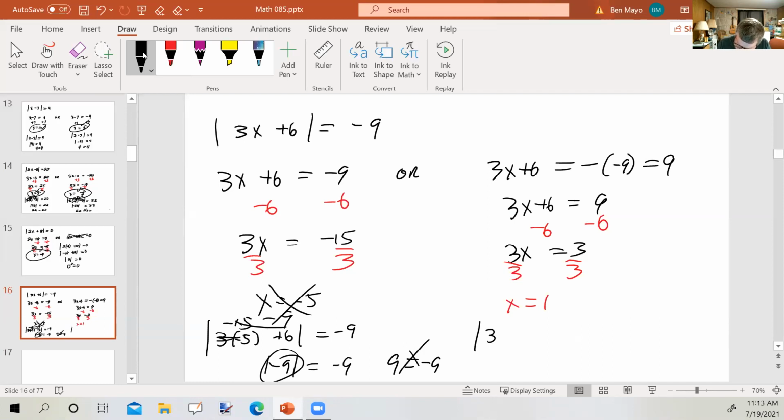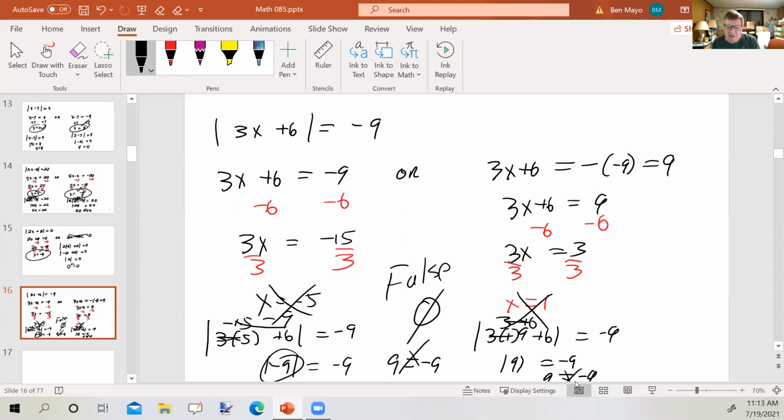How about x equals 1? We get the absolute value of 3 times 1 plus 6 equals negative 9. This is 3 plus 6, which is 9. The absolute value of 9 equals negative 9. But what is the absolute value of 9? It's 9. Does 9 equal negative 9? No, it doesn't. False. No solution.